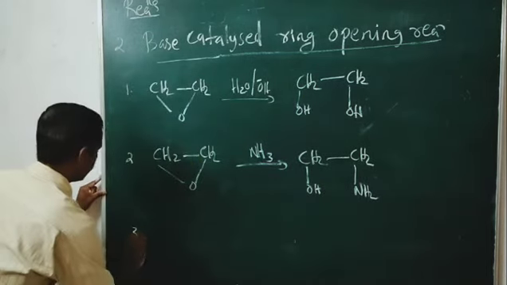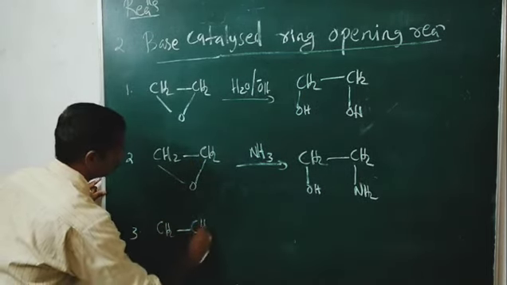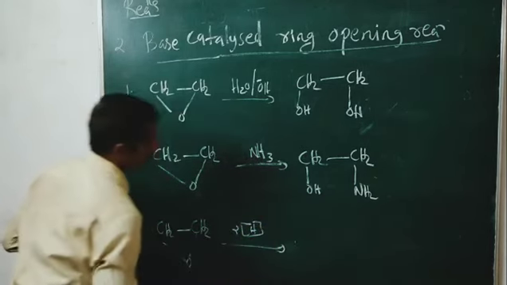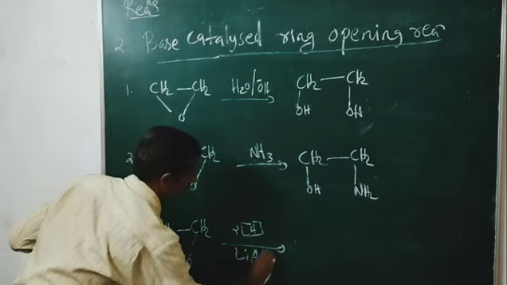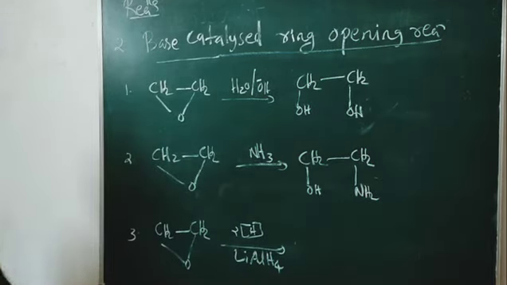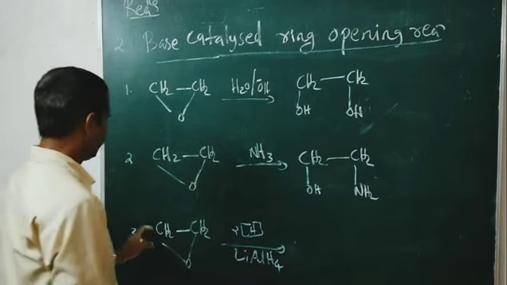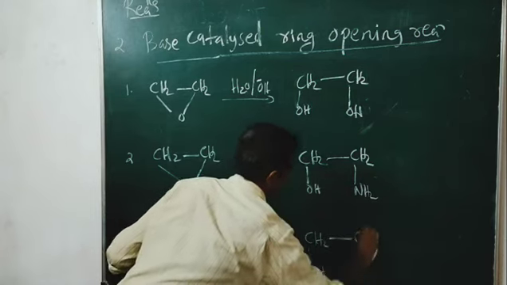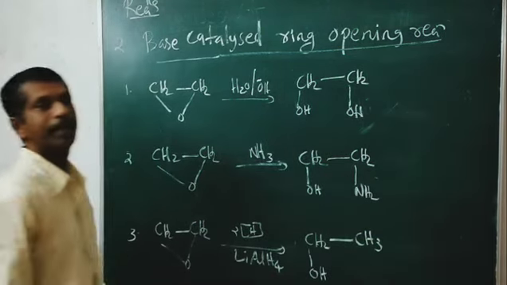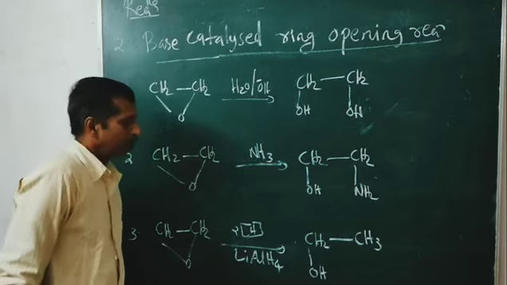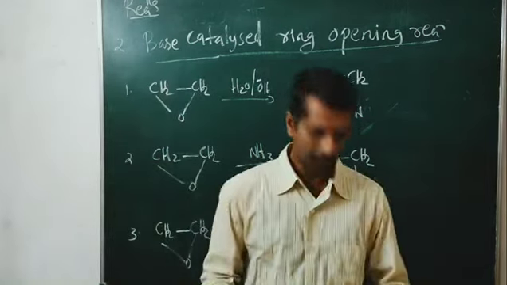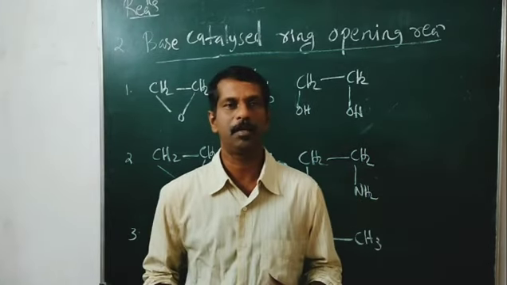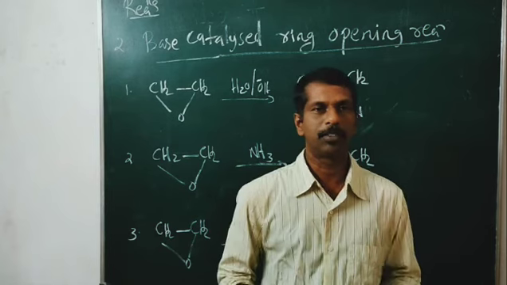Okay, third one, reduction. Ethylene oxide is reduced with hydrogen, that means in presence of LiAlH4, lithium aluminum hydride. When reduced with lithium aluminum hydride, you get CH3CH2OH, ethanol. So these are the important reactions of ethylene oxide, that means epoxide. Okay, so that's all about this unit. Thank you.